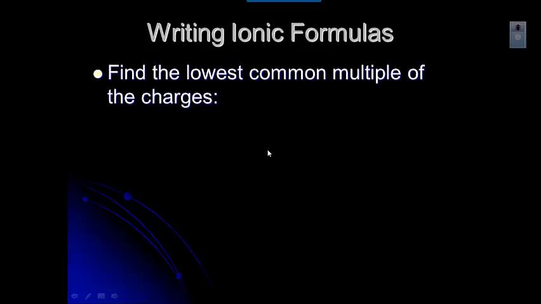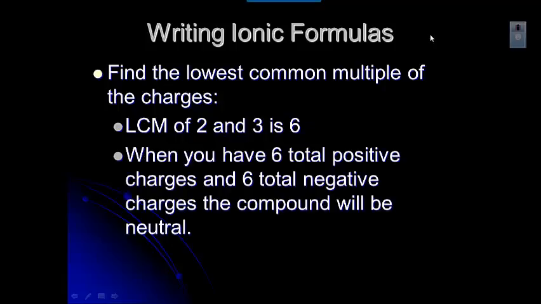All right, so when we're trying to figure out a formula, we want to find the lowest common multiple of the charges, so the smallest number that both of the numbers from the charge will divide into. So if you think about the smallest number that 2 and 3 will go into evenly, you come up with 6, because 2 will divide into 6 evenly, and so will 3. And so in order to have the neutral compound, remember that all ionic compounds have to be neutral, we need a total of 6 positive charges and 6 negative charges.